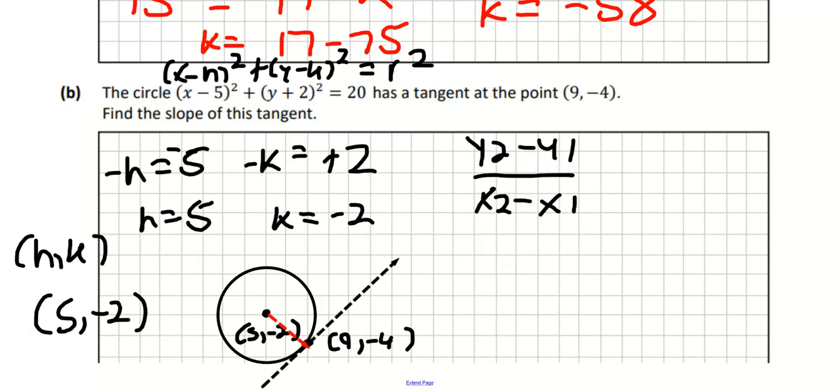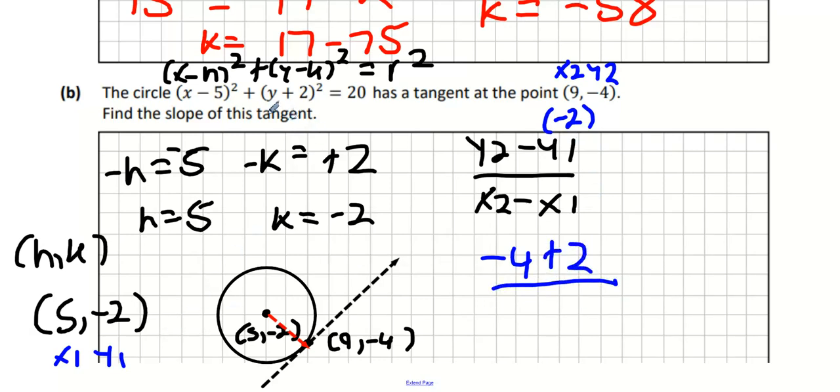Now, here's what we're going to do. We're going to call this x2, y2 for 9, minus 4, and we'll call 5, minus 2, x1, y1. We're going to get minus 4 minus minus 2, which is going to be plus 2. Then we're going to have x2, which is 9, minus x1, which is 5. And then we get a slope of minus 2 over 4, which is a slope of minus a half.